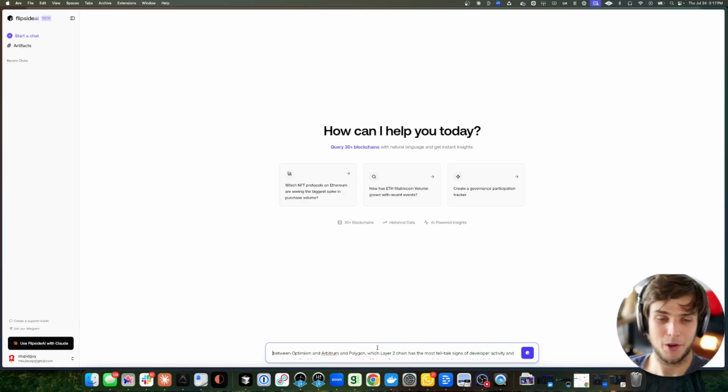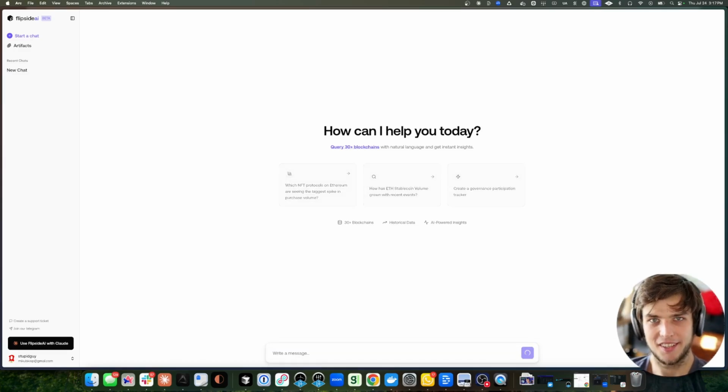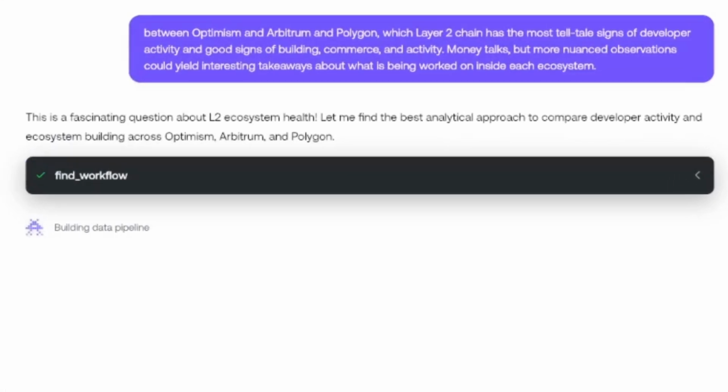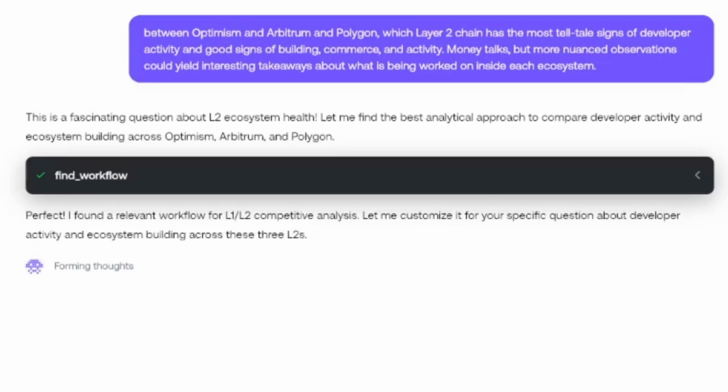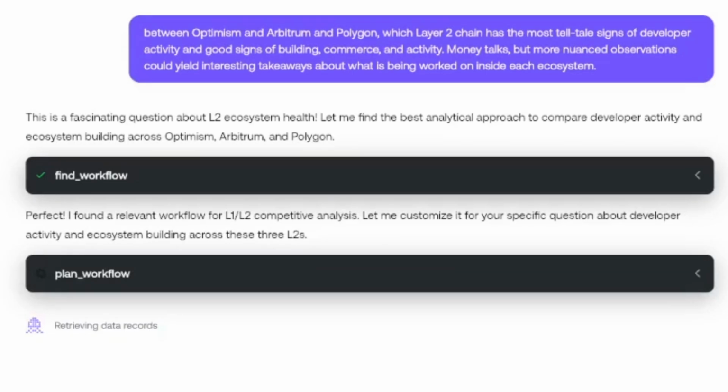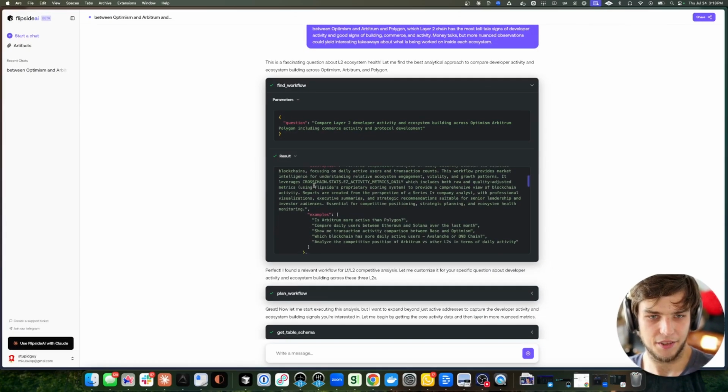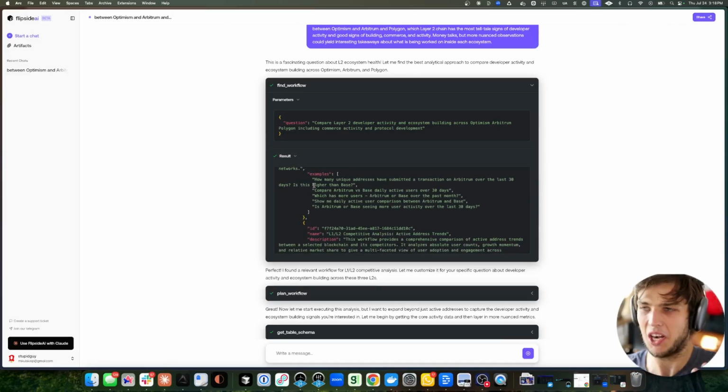Obviously, you could ask something more basic. Why not give more detail? I like a flowery prompt. Let's send it off and see what happens. This is a fascinating question about the L2 ecosystem health. Let me find the best analytical approach to compare developer activity and ecosystem building across Optimism, Arbitrum, and Polygon. Here it's planning out the different workflows of, call it investigation.